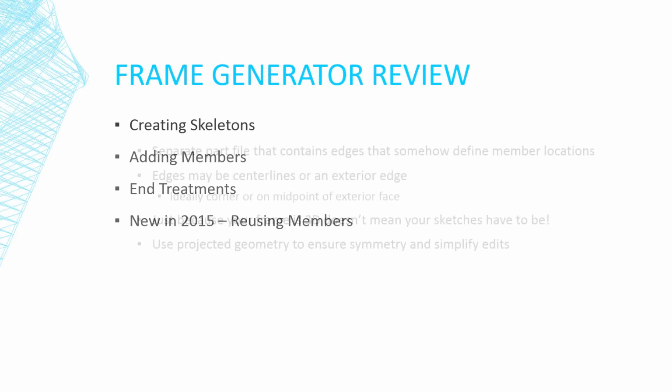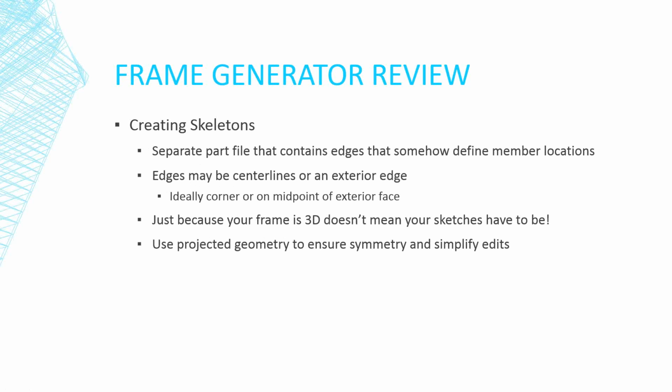When you're using Frame Generator, you're generally going to start out with a skeleton. That's a separate part file that contains edges that somehow define member locations, be it the center line of a member or maybe the top left corner. Those edges can be center lines now in 2015, or say an exterior edge of the shape that you're going to place. Also keep in mind that just because your frame is 3D, it doesn't mean your sketches have to be. It can be difficult to sketch in 3D in Inventor.